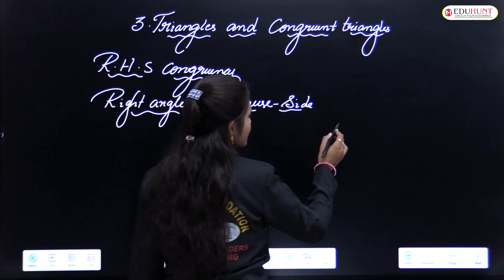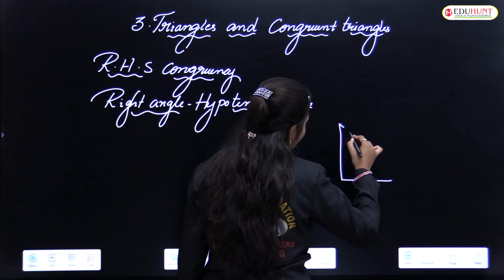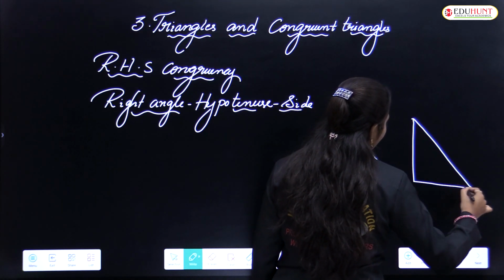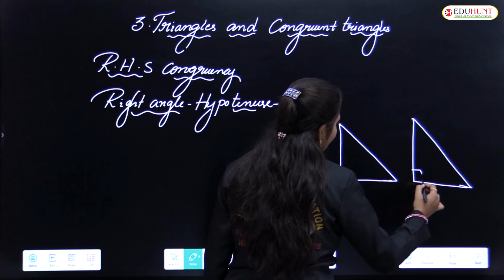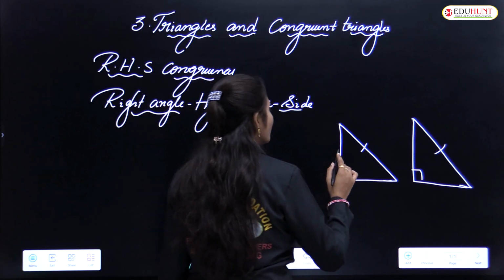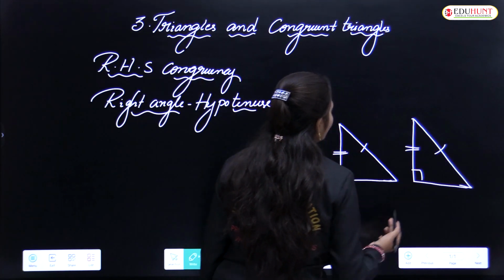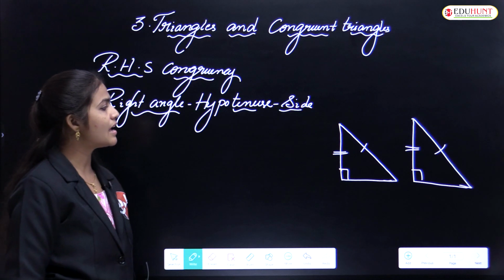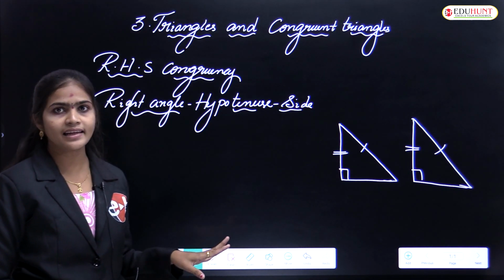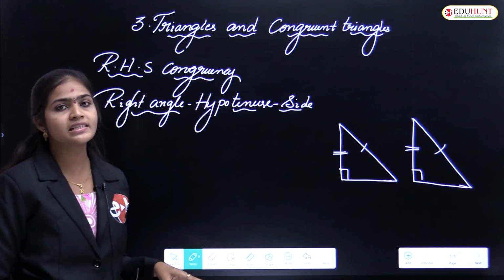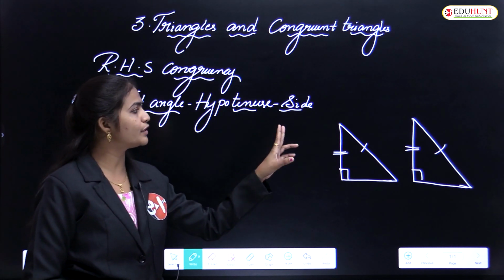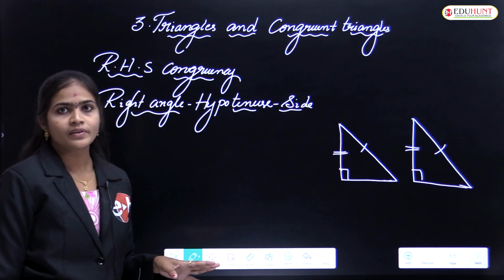So what does this mean? If two triangles have right angles equal to 90 degrees and 90 degrees, and the hypotenuses have equal length, as well as one of the other sides. Okay, one of the other sides. Here the triangle has 3 sides, no? So the hypotenuses are equal, as well as the 90 degrees angle, and the other side, its corresponding side, is also equal. Okay, then we can say that is right angle hypotenuse side congruency. Is it clear to you?